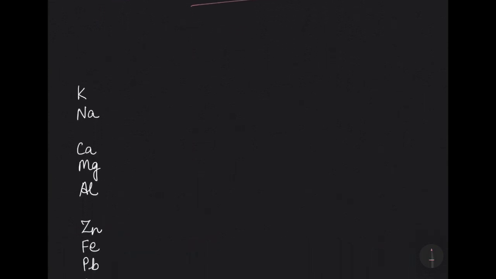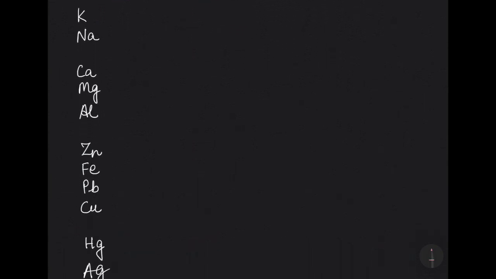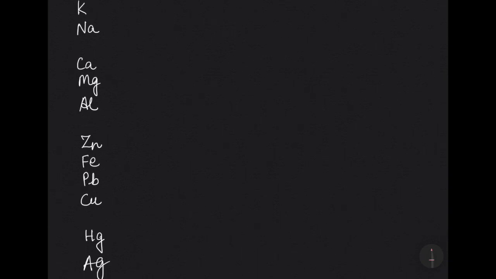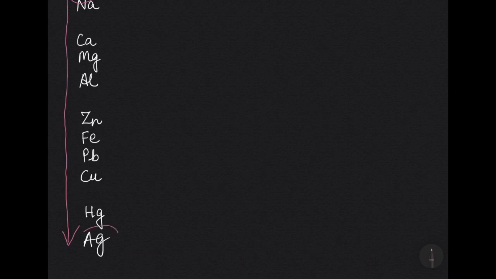Now decomposition of compounds of metals are based on their reactivity. So this series that you see here, I have written down the names of the metals according to their reactivity. That means the potassium, which is here right at the top, is the most reactive, and silver, which is right below, is the least reactive.